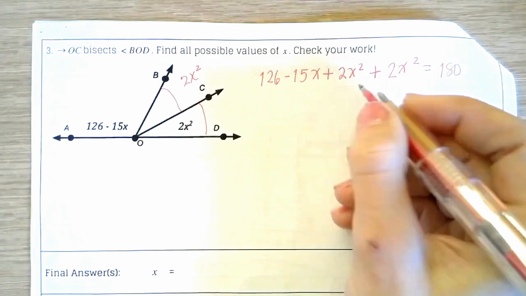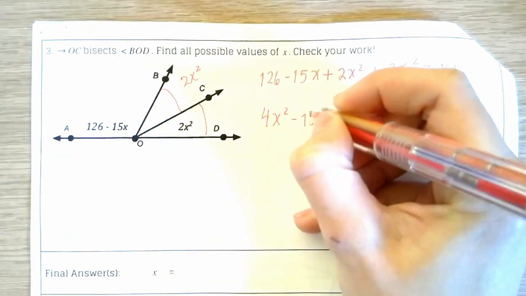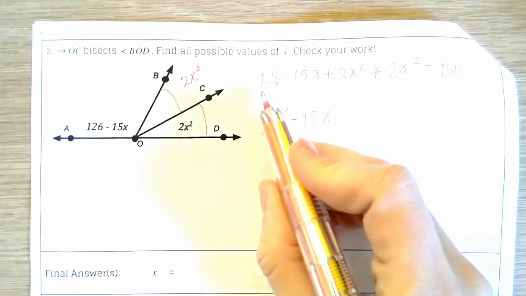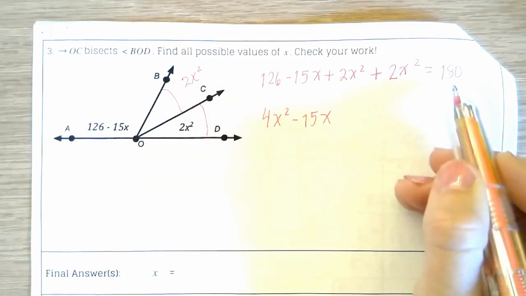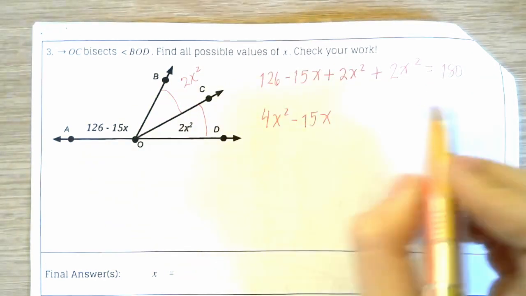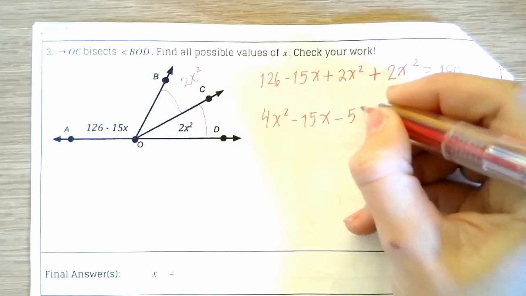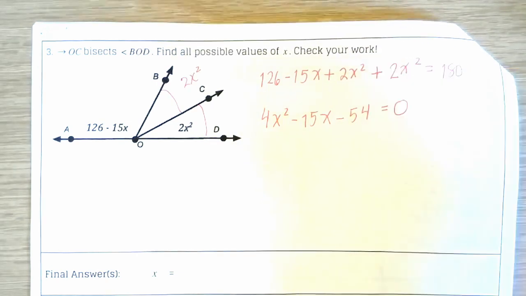Now, we'll just clean it up a little. 2x squared and 2x squared gives me 4x squared. I have minus 15x can go right next to it. If I subtract 180 from 126, 120 to 180 is 60 away. 130 to 180 is 50 away. How far is 126 to 180? 54. So if I bring that over, it's negative 54 equals 0.